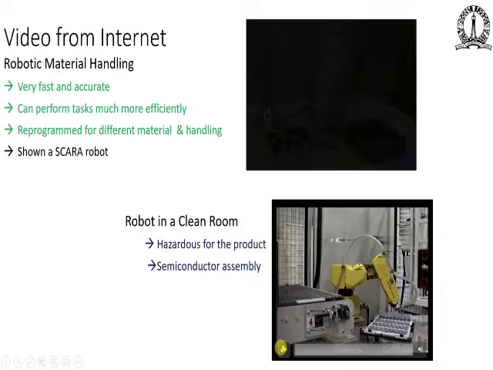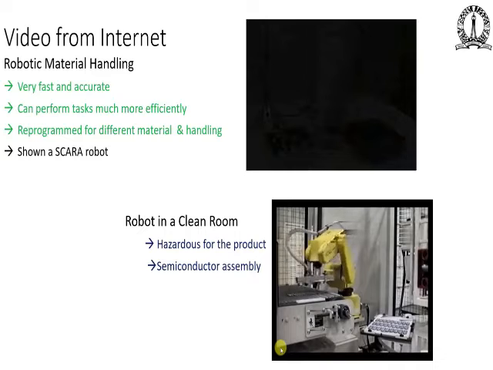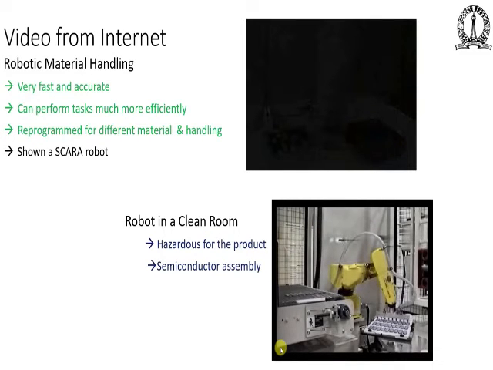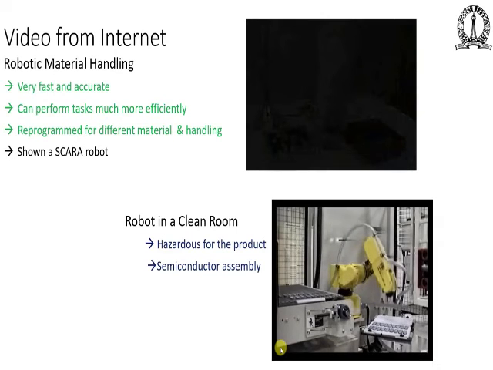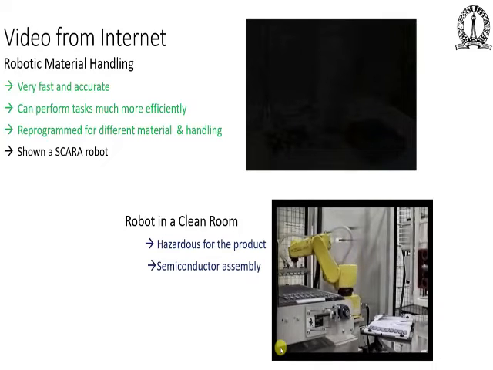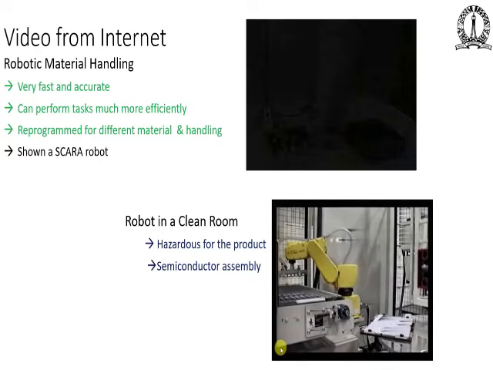The next video which I am going to show you is a robot in a clean room. Clean rooms are basically in electronic and semiconductor assembly places. In such situations, the environment is hazardous for the product if a human being is there. Human beings will generate dust, breath, vapor, and if it falls on these PCBs and chips and wafers, it can spoil them. So in semiconductor assembly, robots are used extensively in clean rooms.